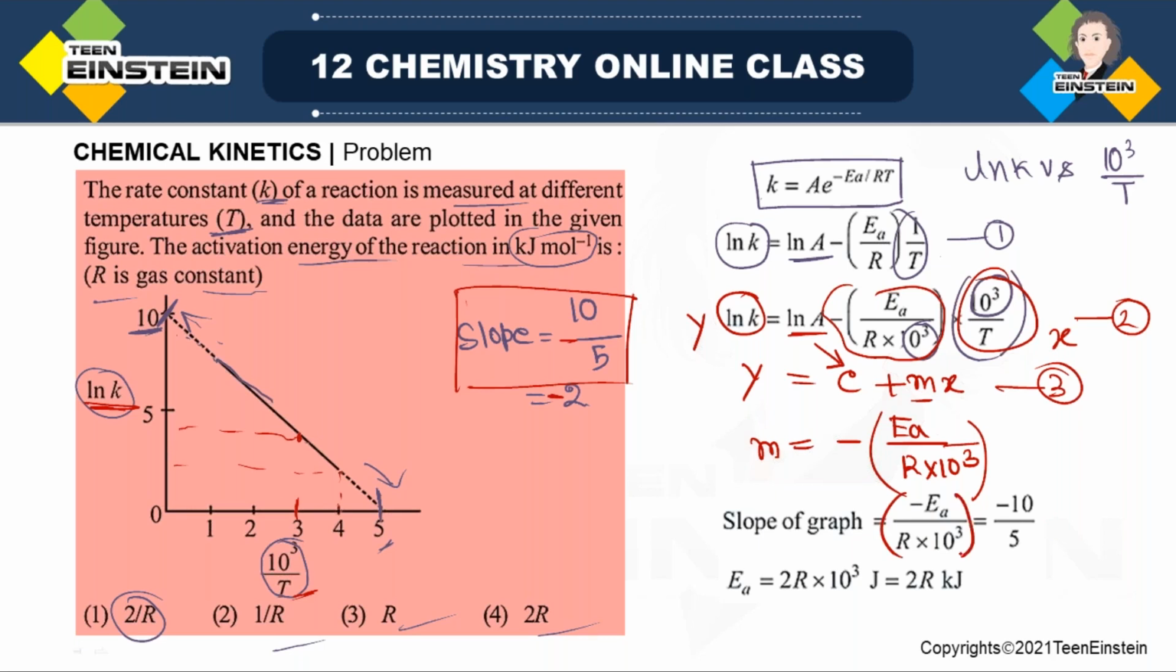So the slope we obtained by comparing 2 and 3, and the slope we calculated, m is equal to minus 10 by 5, that is minus 2. Minus and minus cancel, so EA will be equal to 2R times 10 to the power 3 joule. But we have to express it in kilojoule per mole, so this 10 to the power 3 is removed and it will be kilojoule. So which option is correct?